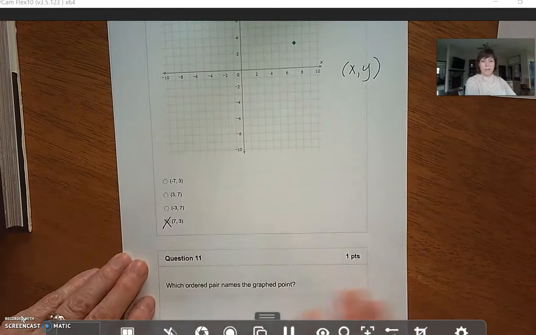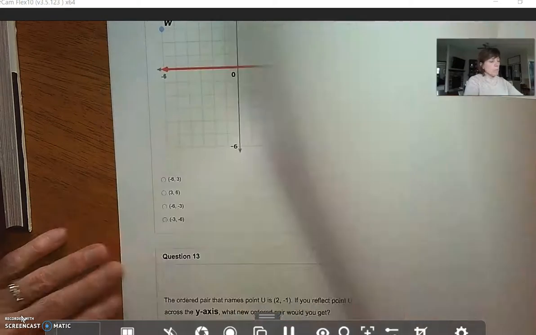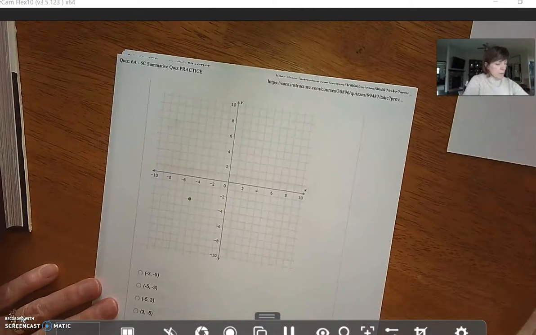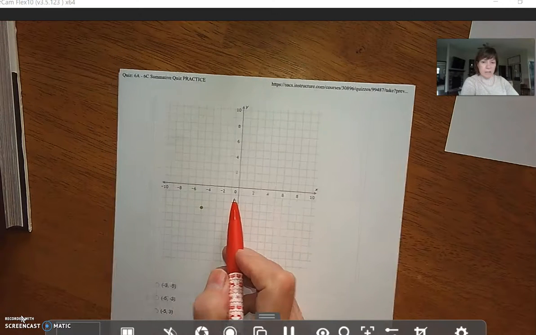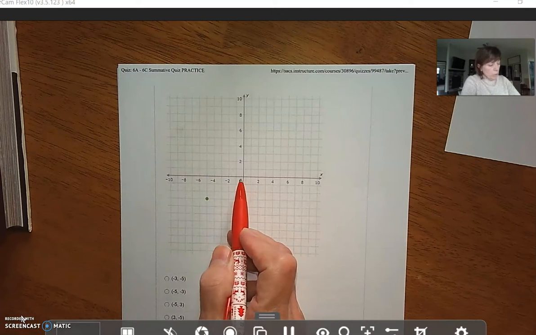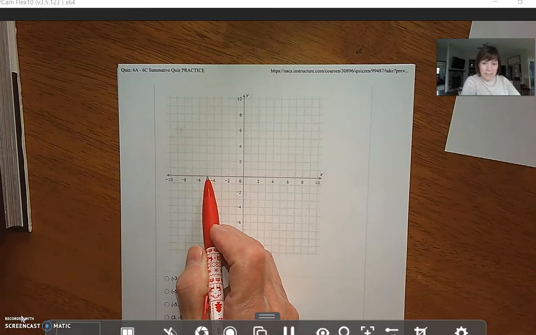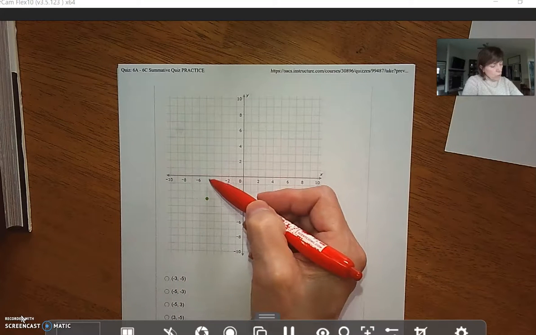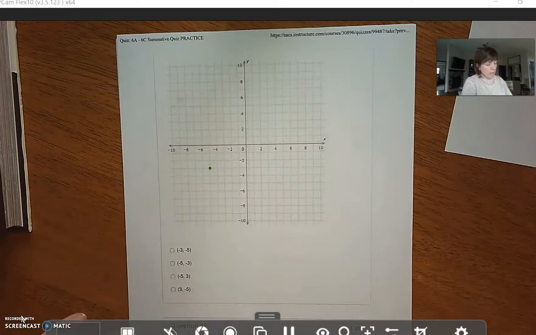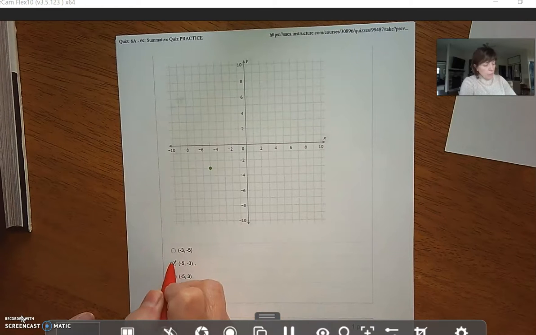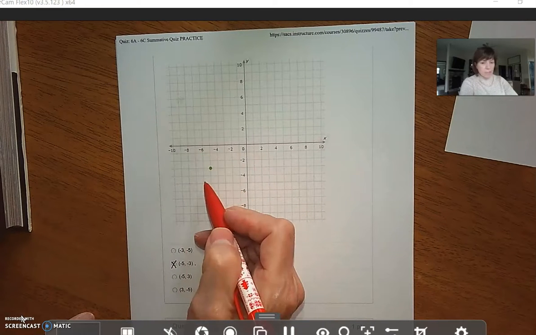All right, same thing for number 11. Which ordered pair names the graphed point? Oops, flipped too many pages there. All right, so we're going to start at the origin. Remember, this is called the origin. Start at 0, 0. We're going to go back, or in the negative direction, to -5, and then again down, so that's negative, to -1, 2, 3. So -5, -3 is what we're looking for here. So -5, -3. This is back 5, down 3.